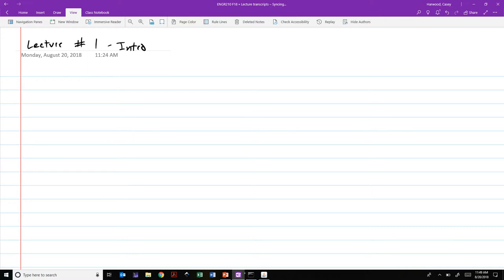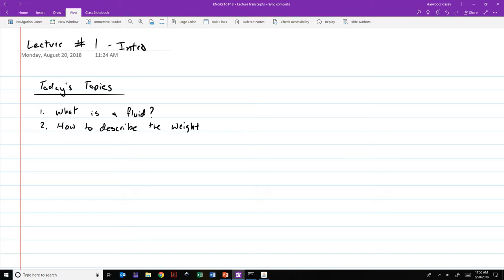So, the things we want to actually cover today, or the real questions we want to answer, are, first, what is a fluid? What differentiates this from other types of sciences that we've studied? We want to cover how to find the weight and mass of fluids, and we want to cover dimensions and dimensional homogeneity.